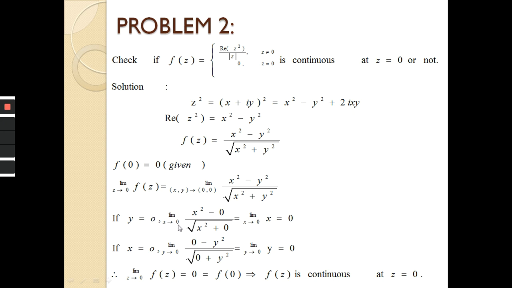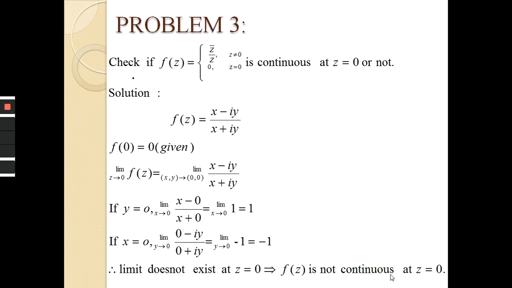On the real axis, we get the limit x tends to 0, (x squared minus 0) by root of (x squared plus 0), which is equal to 0. On the imaginary axis, we get the limit y tends to 0, (0 minus y squared) by root of (0 plus y squared), which is equal to 0. Limit on the real axis equals limit on the imaginary axis. So the limit of f(z) at z equal to 0 exists and equals 0, which is equal to the value of f(z) at z equal to 0. Therefore, f(z) is continuous at z equal to 0.